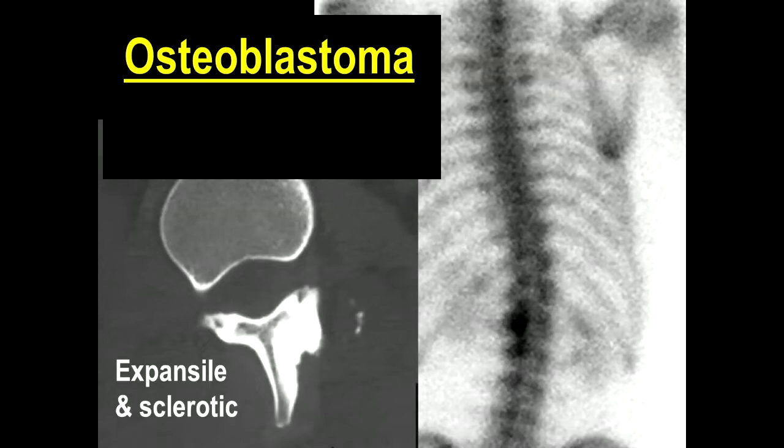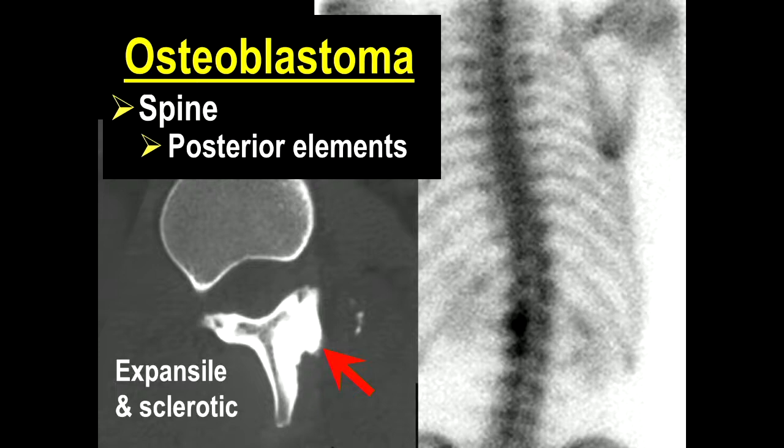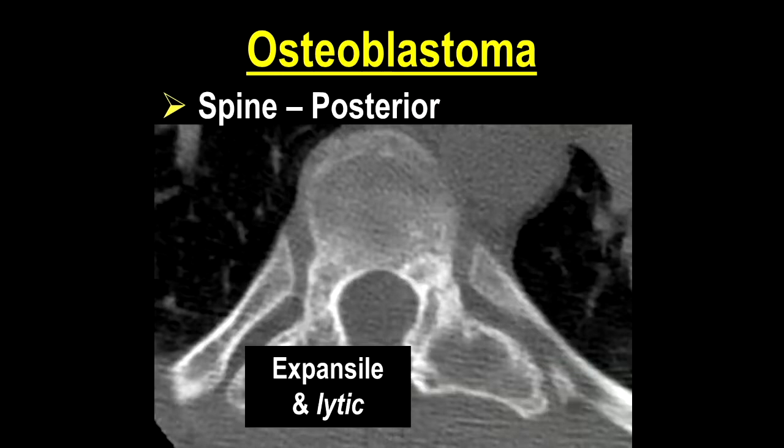Here's another osteoblastoma that is expansile and sclerotic, this time in the spine posterior elements, with a characteristic rotoscoliosis that often accompanies the finding of osteoblastoma. So when we see a lesion in the posterior elements, whether it's sclerotic or in this case lytic, we may want to think about osteoblastoma.